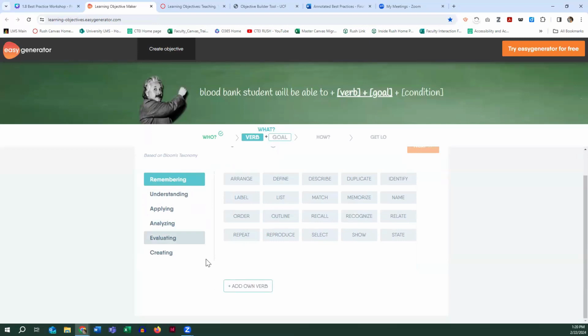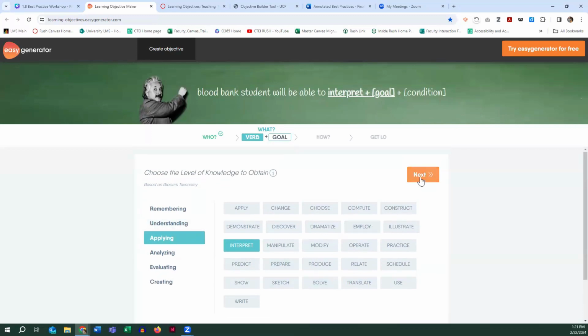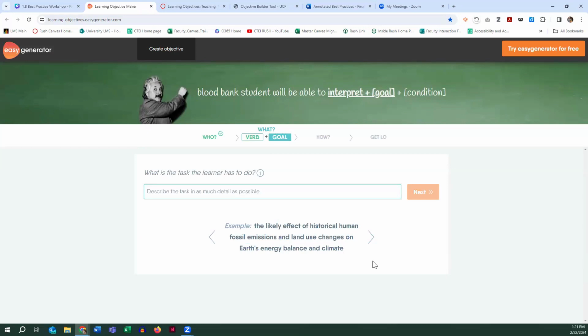Okay. So I think I would like them to, let's see, let's click on the other ones besides remember, because I think this is really cool for everyone to see. So let's use applying, and I would say interpret. Okay, great. Interpret. All right. So we're going to apply and interpret. We'll go to next. And then let's say antibody reactivity.